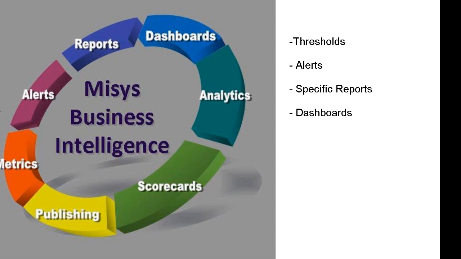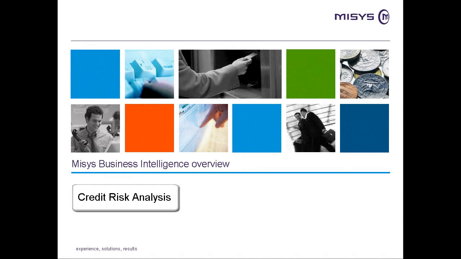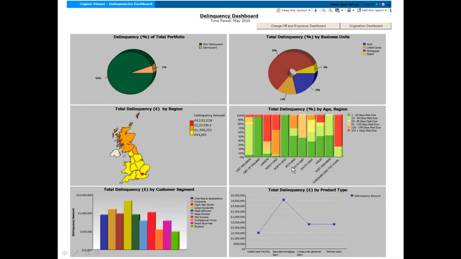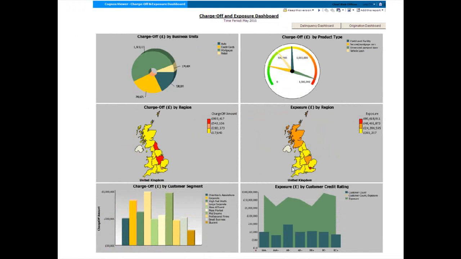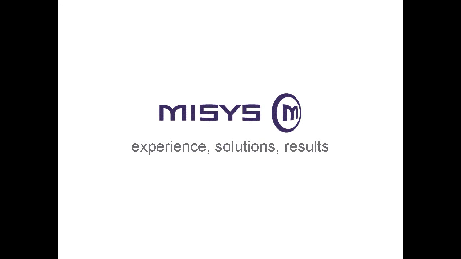We've shown just one scenario within Misys Business Intelligence which looks at some dashboards and some reports as examples in order to give you an overview of the capability. I hope you found this scenario that we run through a useful way to get an idea of how Misys Business Intelligence can help you manage your business from a credit risk perspective. We've shown just some dashboards which are available out of the box, but clearly there are other reports and dashboards which can be tailored to your bank's needs.